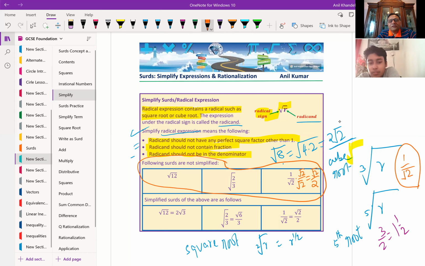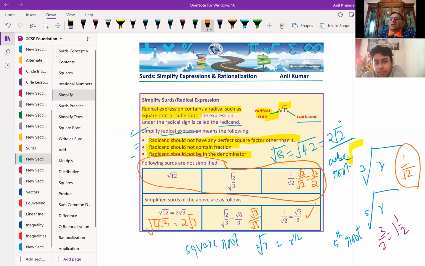What did we do? For example, 12 is 4 times 3, right? So we took out 4. So now it is 2 square root 3, which is the simplified form. When we have square root 2 over square root 3, we can multiply both by square root 3, and we get square root 6 over 3, since square root 3 times square root 3 becomes 3, right? Similarly, when we have 1 over square root 2, we multiply both by square root 2 and get square root 2 over 2. So we have simplified.